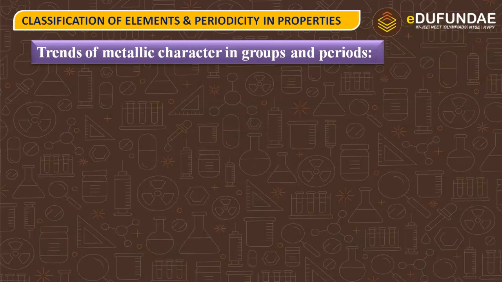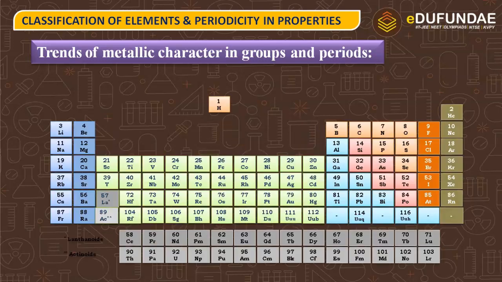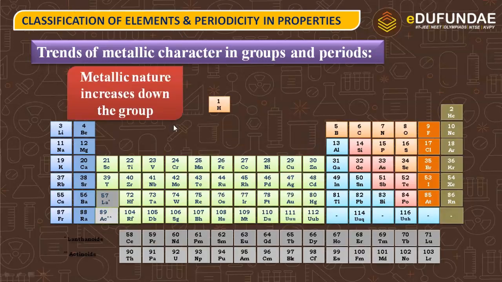Trends of metallic character in group and period. So let us see the trend. This is the periodic table. Yes, metallic nature increases down the group because the ease of removing the valence electron increases down the group, or we can simply say that ionization energy decreases down the group. So as we move down the group, the electropositive nature increases. That is why metallic nature is also increasing as we move down the group.